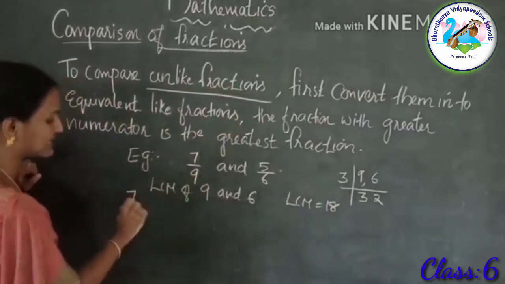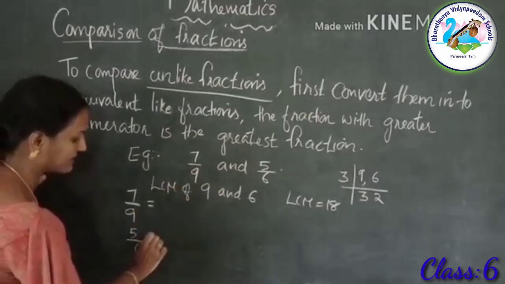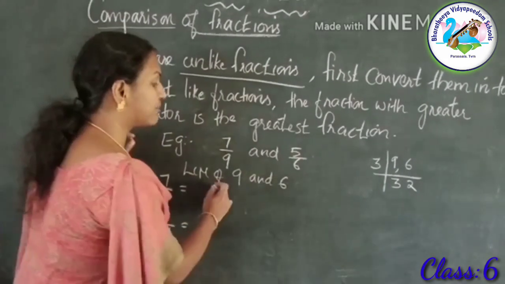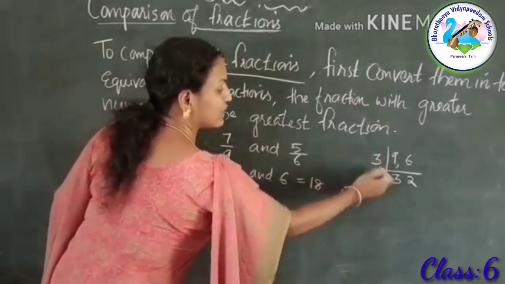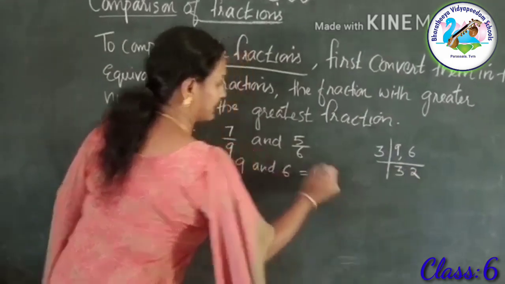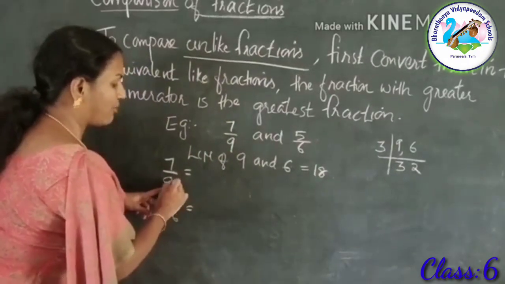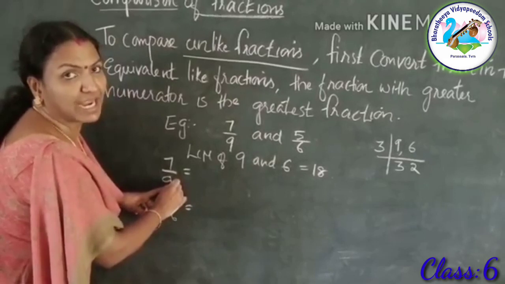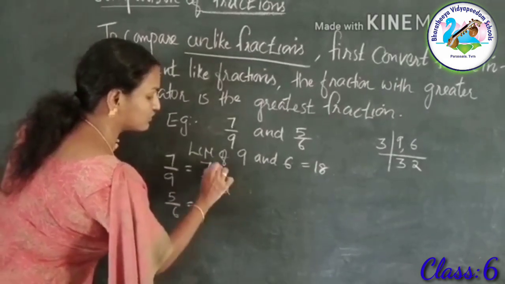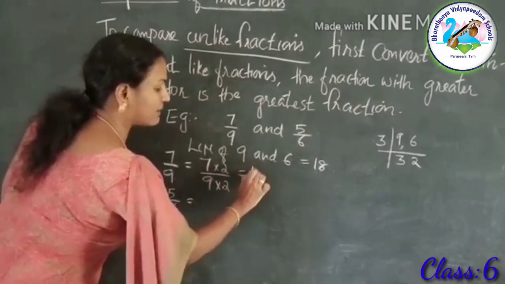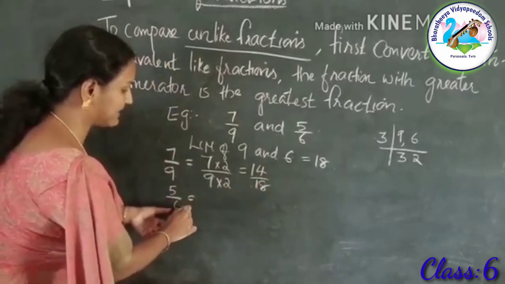The first fraction 7 by 9. The second fraction 5 by 6. LCM of 9 and 6 is equal to 18. 3 into 3 is 9, 9 into 2 is 18. So first fraction 7 by 9. How many 9s are 18? 2 9s are 18. So multiplying the numerator and denominator by 2, we get 14 by 18.